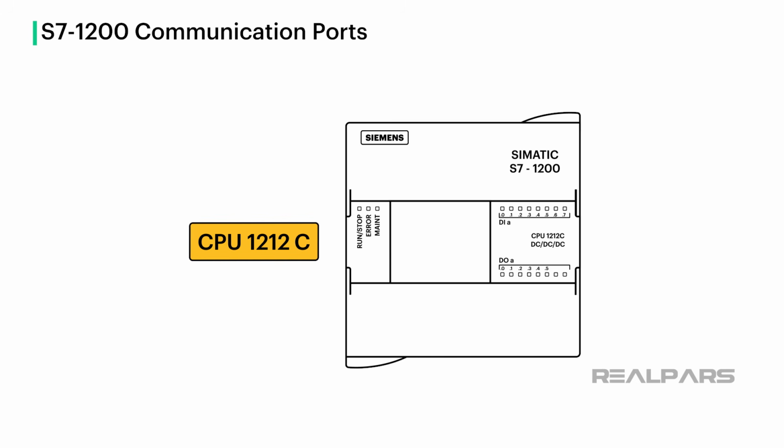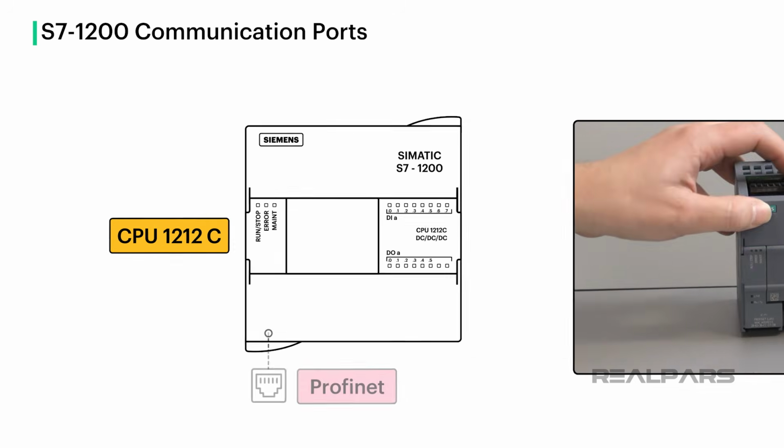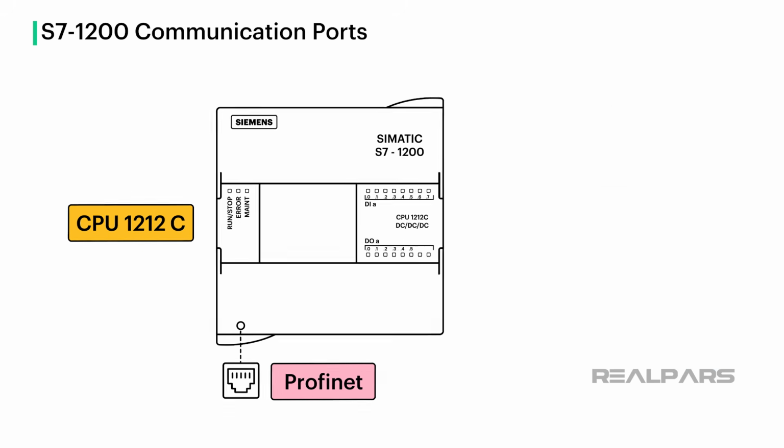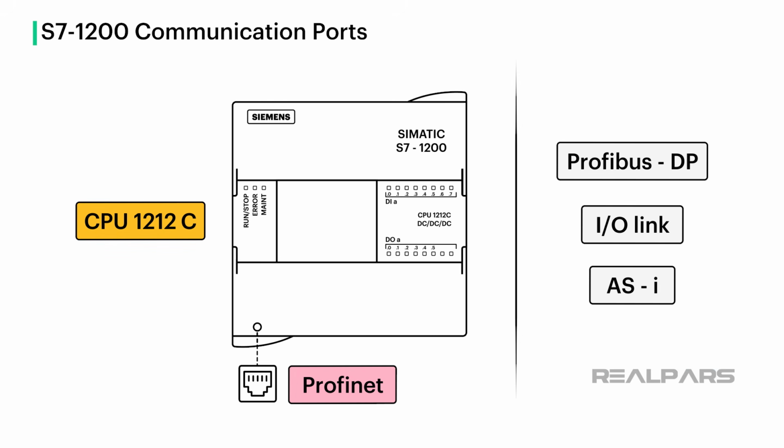In terms of communication ports, all of the S7-1200 PLCs come with Profinet ports that help them communicate with other machines. But sometimes, you may need to use a different type of port, like Profibus DP, IO-Link, or ASI to make them work with other machines.